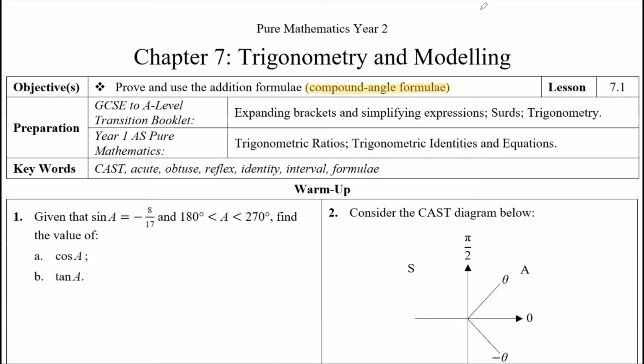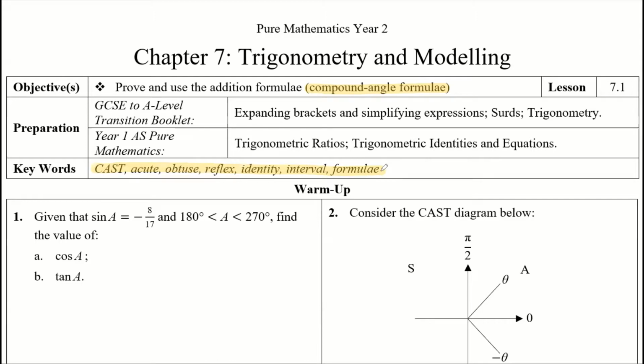Okay, so there's going to be a little bit of revision of CAST and all that work you did in year 1 and perhaps prior to year 1, and obviously your algebra skills will come in handy as well. So without further ado, please pause the video, attempt the 4 warm-up questions, and we will go through the solutions together.